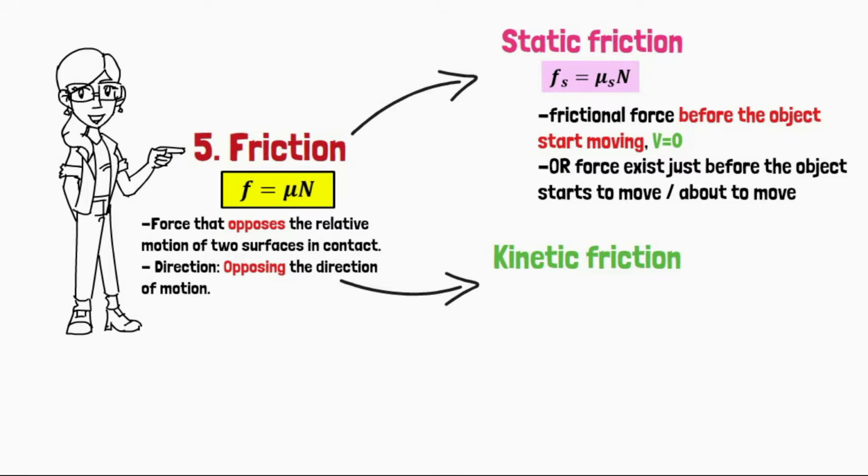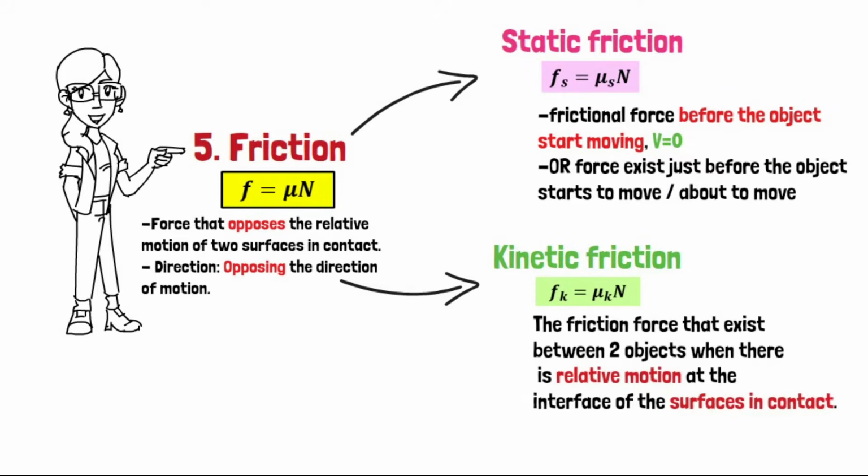V is equal to 0. Ataupun kita kata just before the object starts to move or about to move. Tetapi once objek itu mula bergerak, akan wujud kinetic friction where the equation is Fk equal to mu k N.